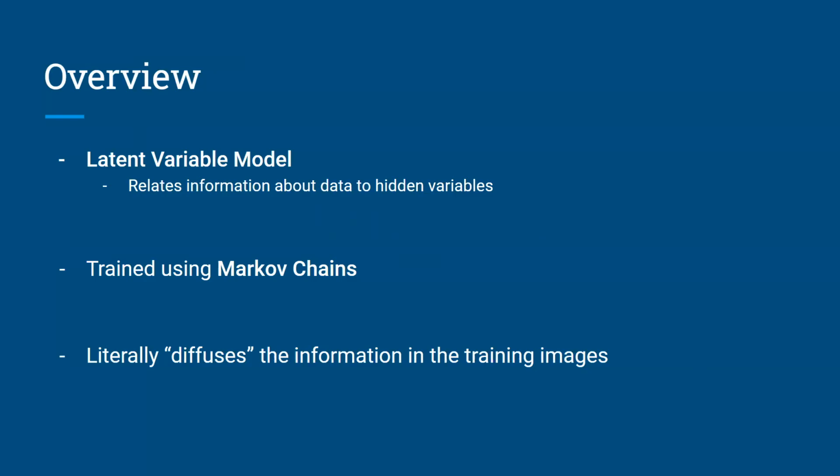So information in diffusion models is stored in these hidden variables in this latent space. The process for forward diffusion, and generally also backward diffusion, is a Markov process, which I'll cover very briefly in a moment. Until we get there, just think of it as an iterative process that I'll go into in a bit of detail in a sec. And the forward process literally diffuses information in training images, which again, I'll get to in a moment.